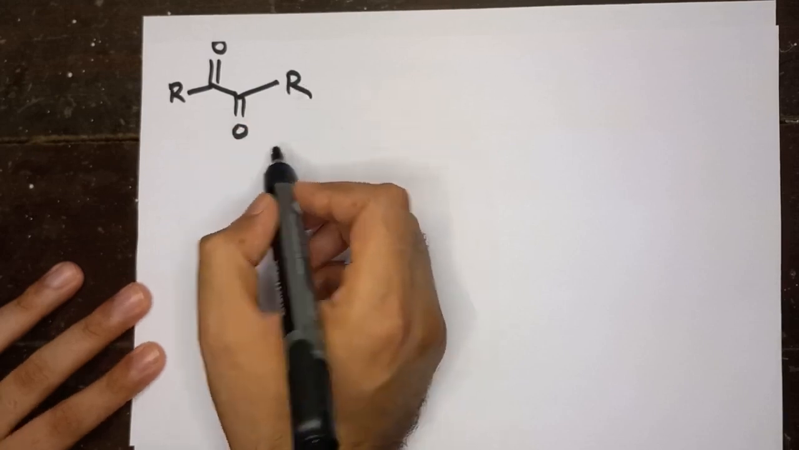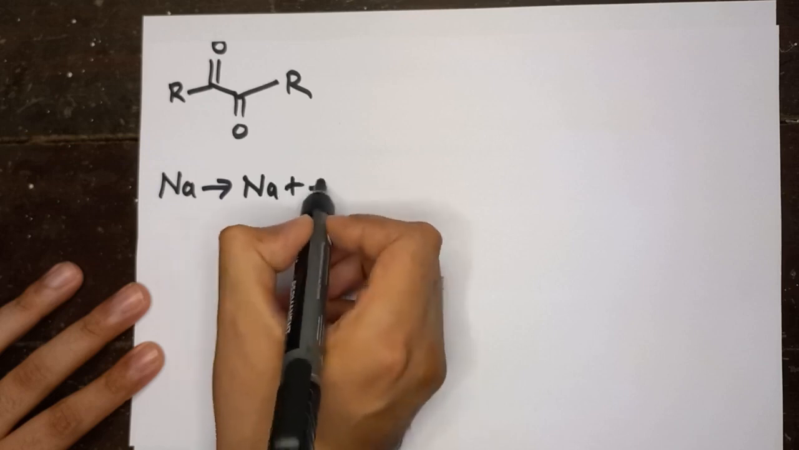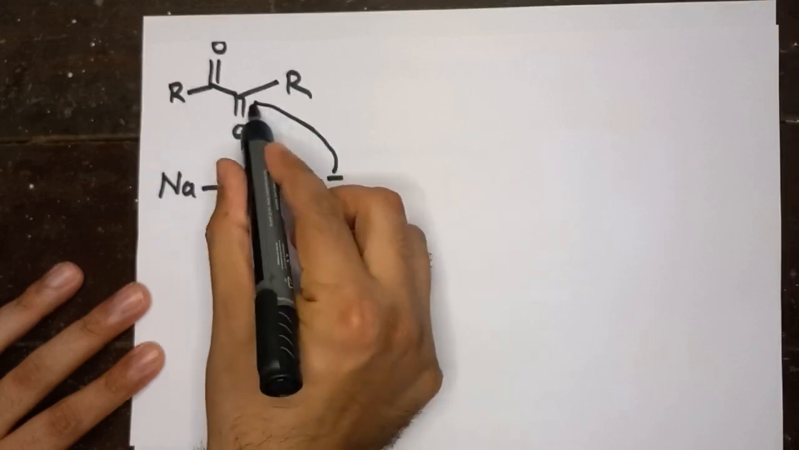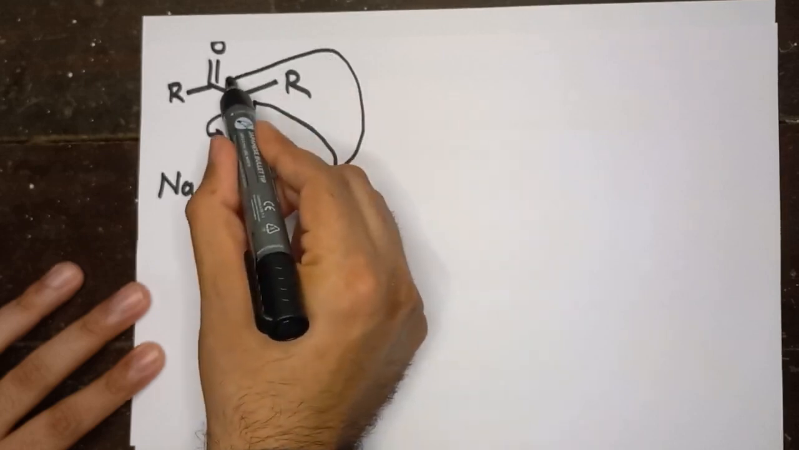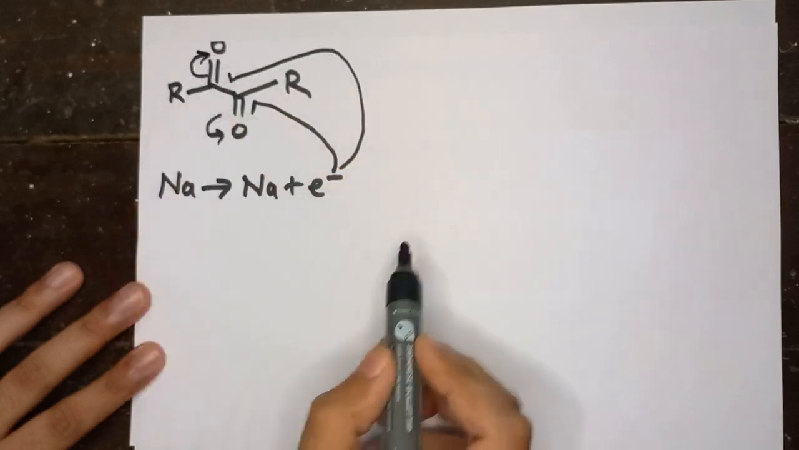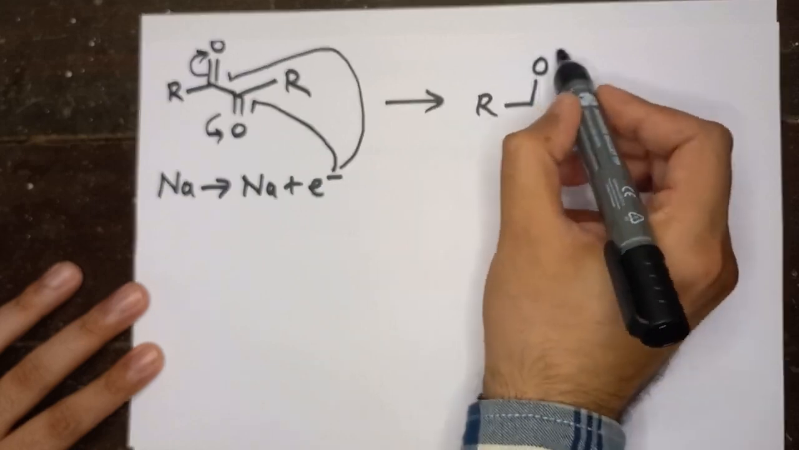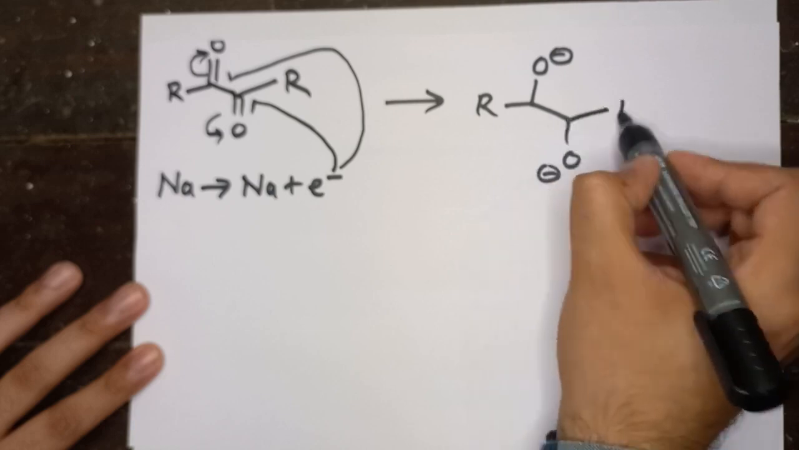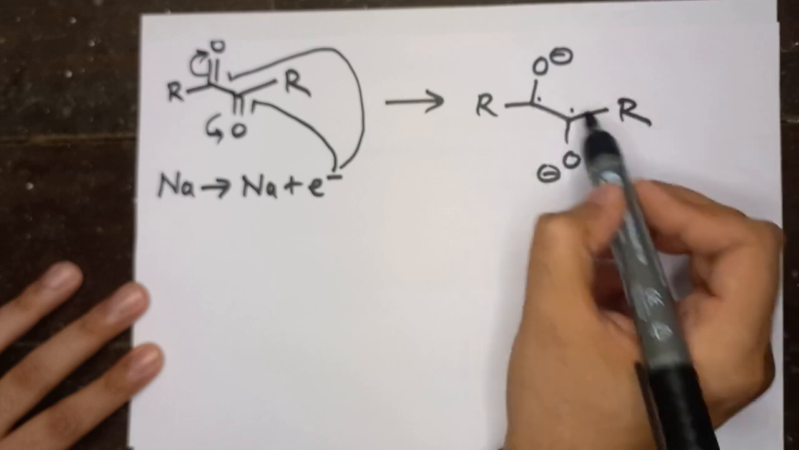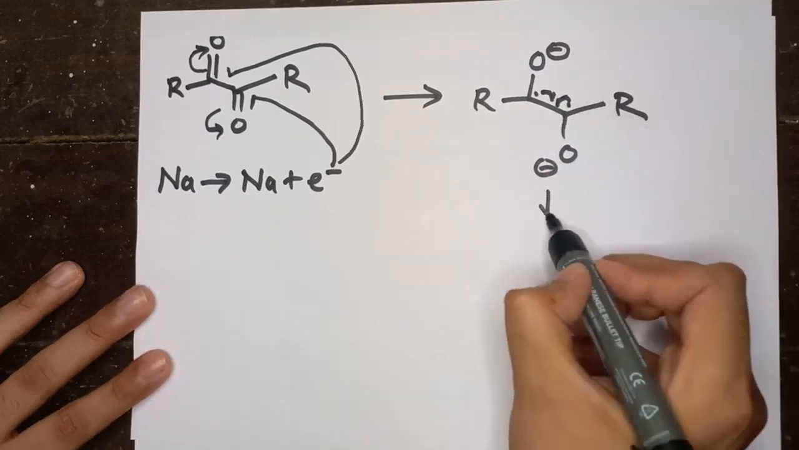So we have the 1,2 diketone system, and we have a bunch of sodium metal in our reaction, which will again come into the picture, and a similar kind of reaction will once again happen. And we generate two radicals. They again come closer and form a double bond here.